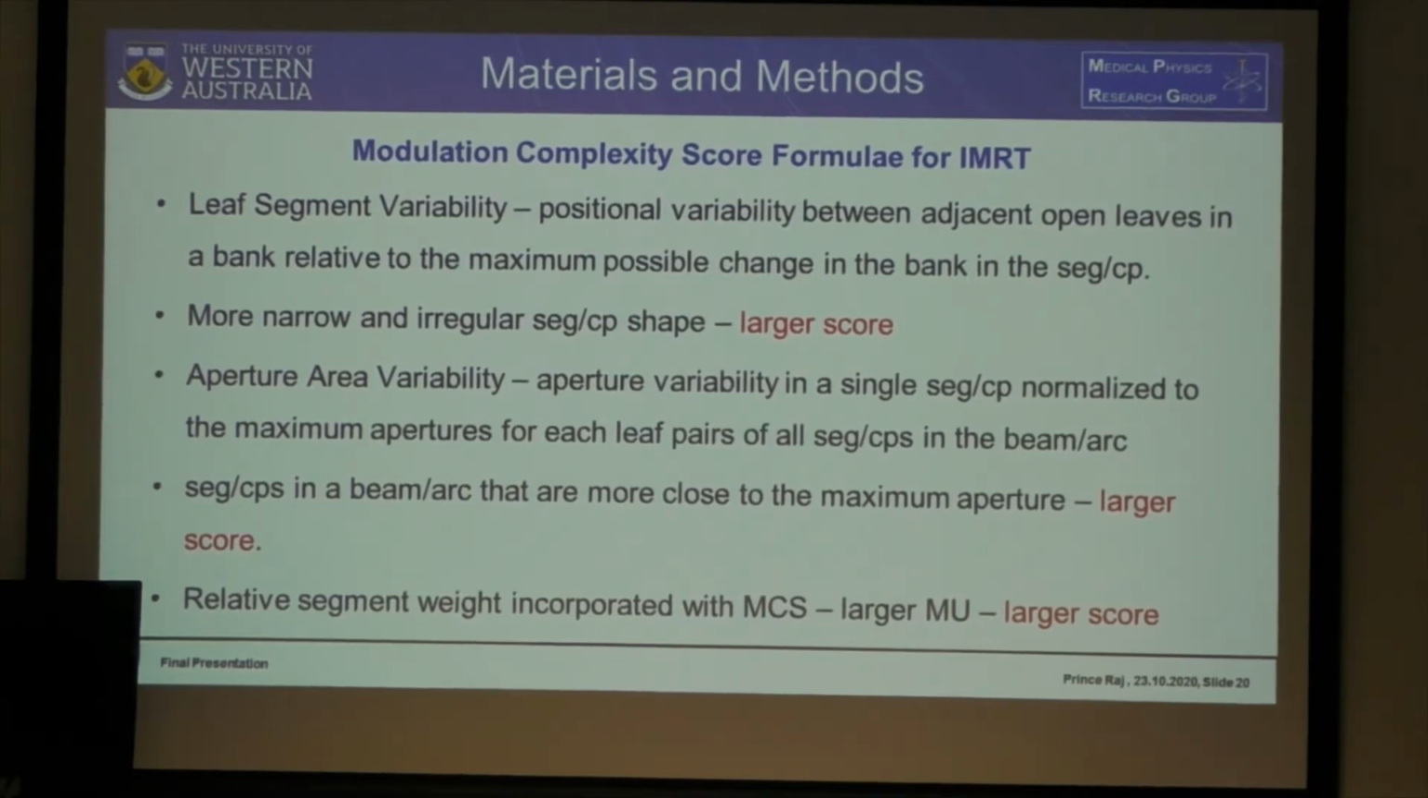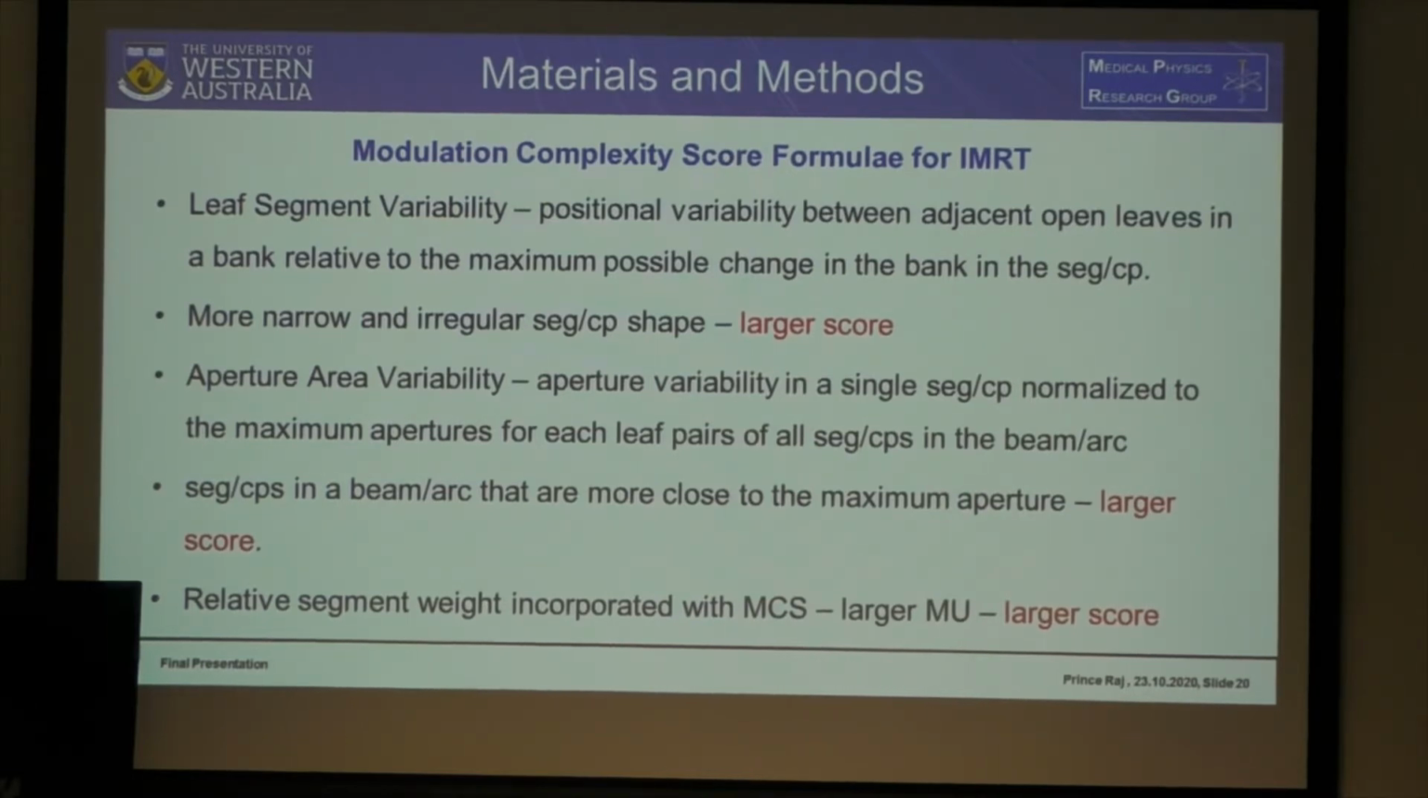So it can be summarized as positional variability between adjacent leaves in a segment, in a bank, relative to the maximum possible change in the same bank in the segment. So we have to do this for each bank and also for each segment in a plan, in a beam. Simply speaking, the narrower and more irregular the segment shape is, the larger the score will be.